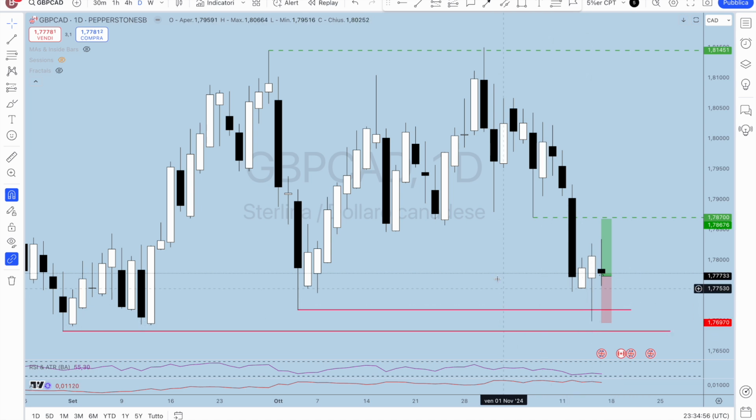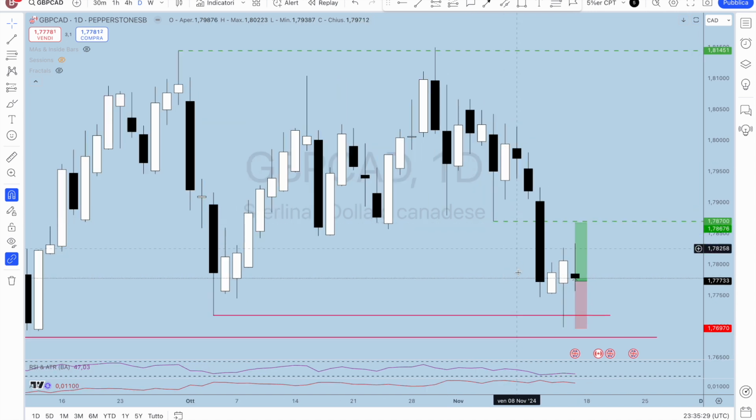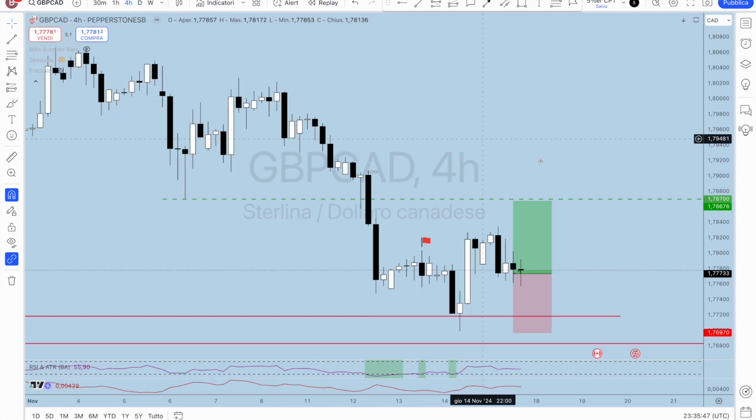And I'll show you an example of this on pound dollar later. But let's focus on this trade for now. So we can see price hit the level, faked out and close quite a bit higher. For me this is a valid fake out, so I was able to start looking on the 4-hour chart for valid entry.